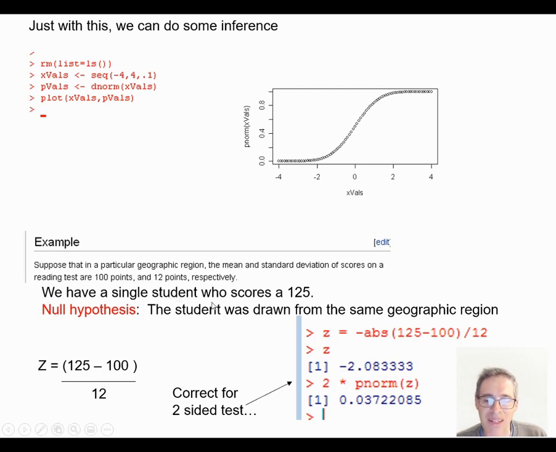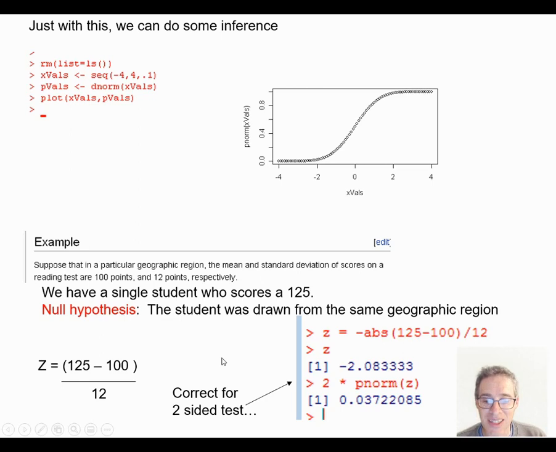So what happens if you have a single student who scores a 125? The null hypothesis is that the student was drawn from the same geographic region. Even just by memorizing, 125 is around 2 standard deviation units away. So we know that this is going to be just a little bit smaller than 0.05. We don't even have to type anything into R if we have this fact memorized.